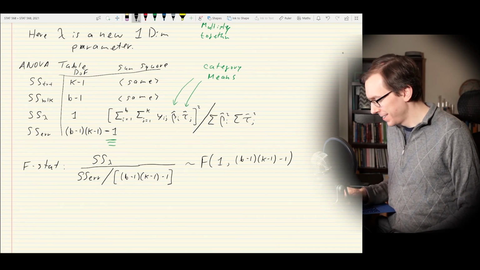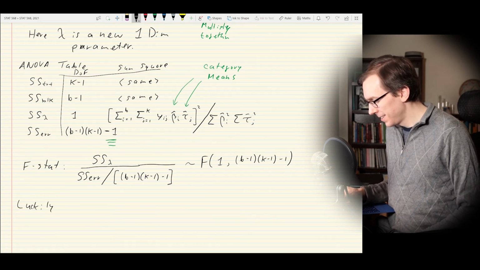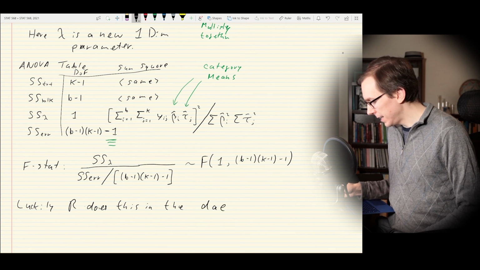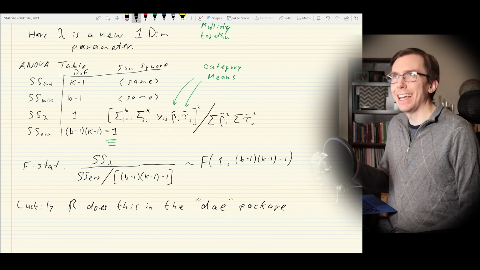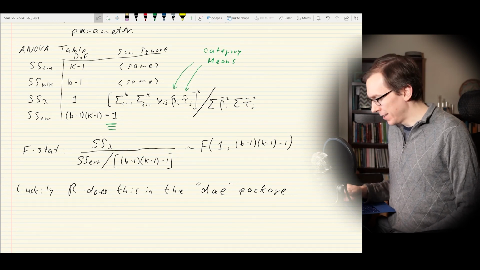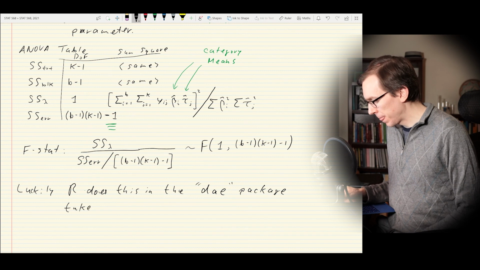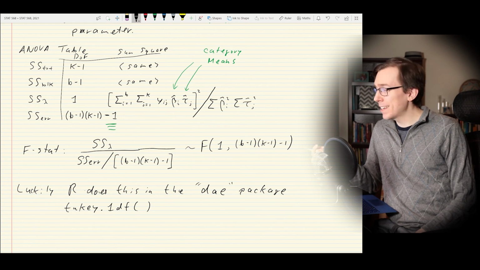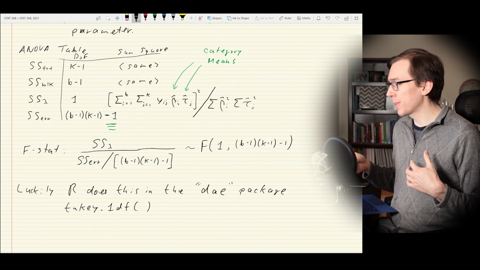Right, so then luckily R does this for us. This is in the dae package, which I believe is design and analysis of experiments package. And the function is the tukey.1df function. So you can try this out if you have your own data that you're looking at, and it'll give us a sense of, is there actually an interaction here?